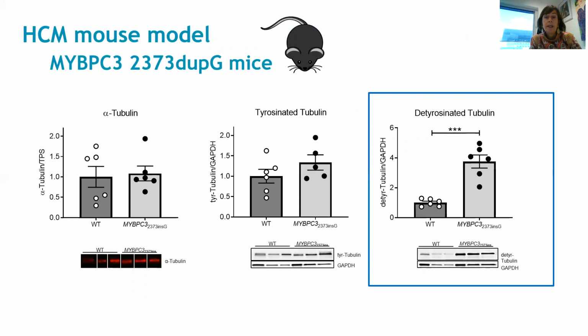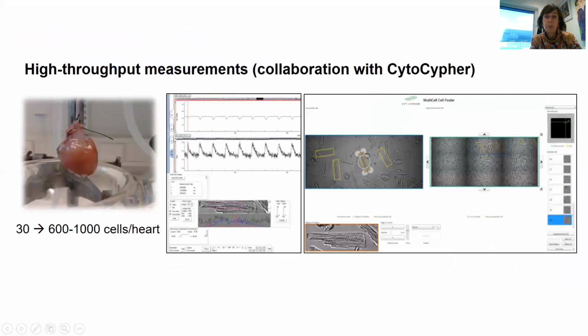Now we wanted to link this with function of the cardiomyocytes, and there we used our HCM mouse model carrying the most frequent mutation, which is present in the Netherlands. It's a founder mutation in myosin binding protein C. And we did not observe a change in the level of alpha-tubulin, but we did find an enormously elevated detyrosinated level of tubulins in these mice.